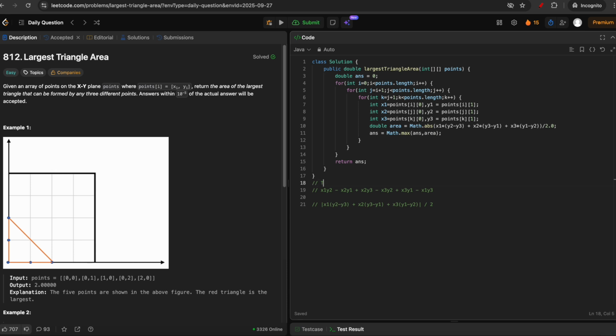Coming to the time and space complexity analysis. First, for time complexity, since we are iterating on all possible triplets and we are running 3 loops, the complexity will be order of n cube. And for space complexity, we are not creating any additional arrays or such. We are just creating the answer variable and some iterators. So the space complexity will be constant, so it's order of 1.